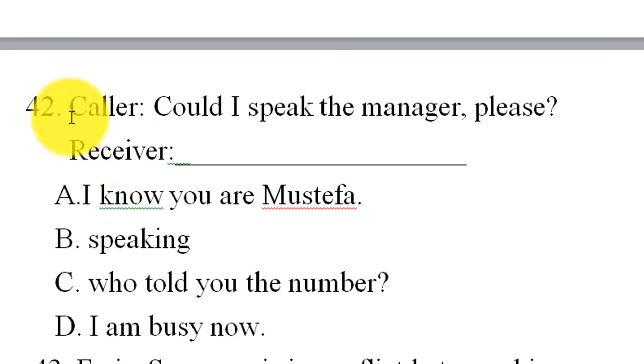There is a conversation between caller and receiver. Could I speak to the manager please? Receiver, I know you are Mustafa. Speaking, yeah, right. And who told you the number? Caller.